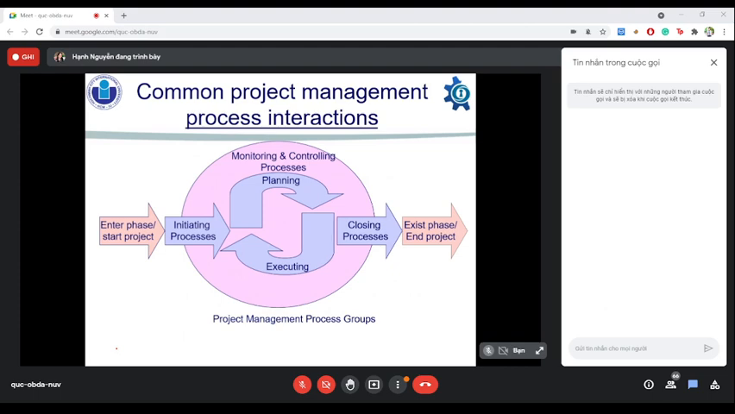Okay, so as you can see on this slide, this is a project management process. So to run any project, you need to understand two methodologies. The first one is project lifecycle, and the second one is project management process. Okay, so don't worry, I will make it clear for you in today's lecture. So I'd like to talk about project management process first. There are totally five process groups to learn here.